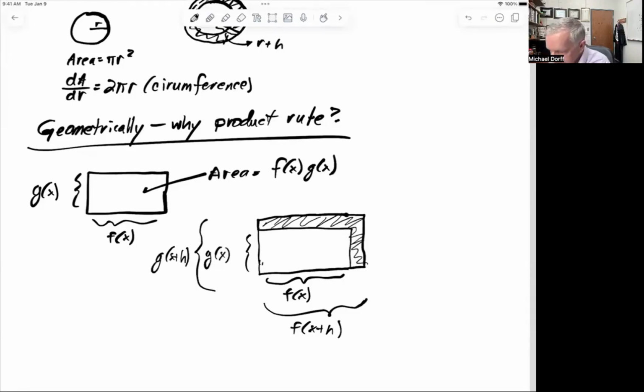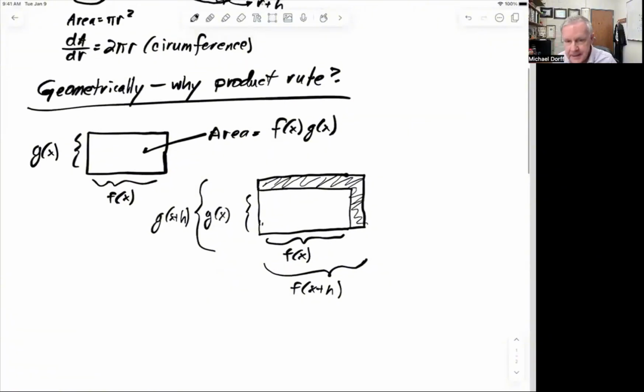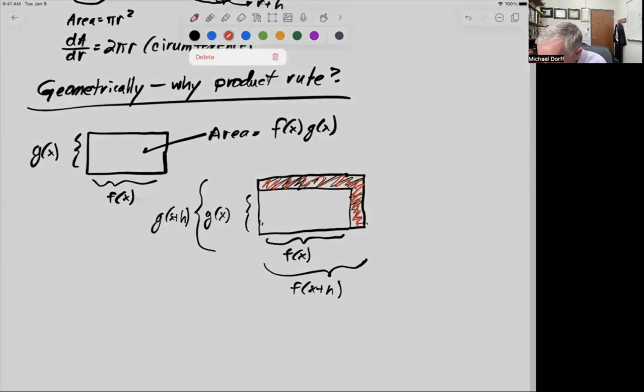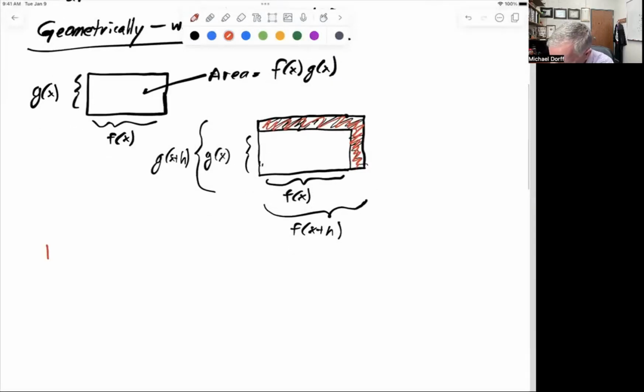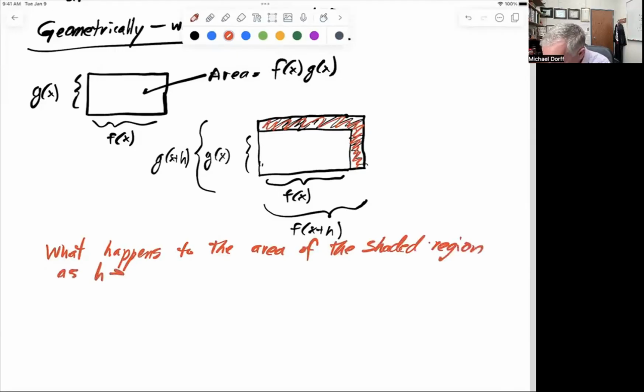And the derivative of the area of the original rectangle is the rate of change of the area of the rectangle. So we want to see what happens to this shaded part here. Maybe I'll use a different color. This shaded part in red, what happens to that as h gets smaller and smaller? All right. So what happens to the area of the shaded region as h goes to 0?